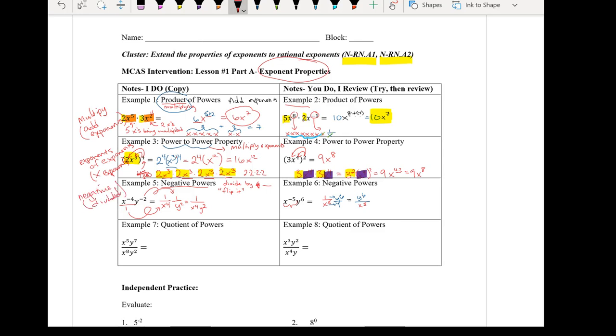The last one is going to be when we're dividing. So if we divide, this is going to be the inverse of multiplication. So up here, multiplying led us to add exponents. So dividing them is going to mean subtract.